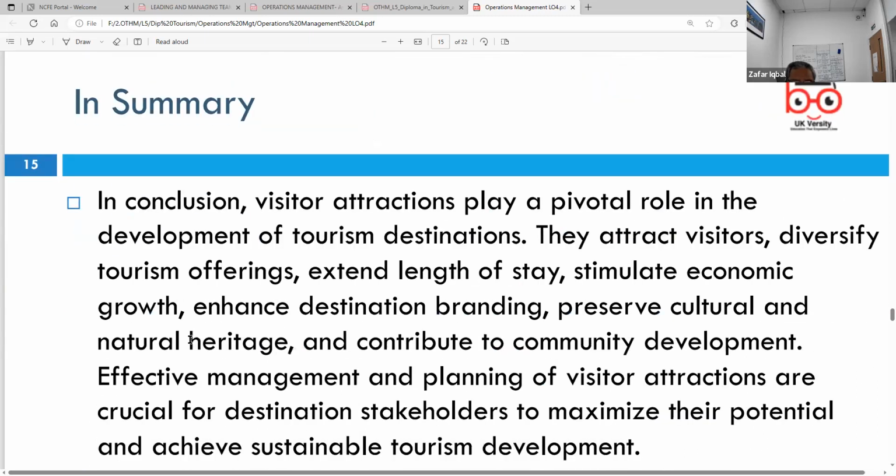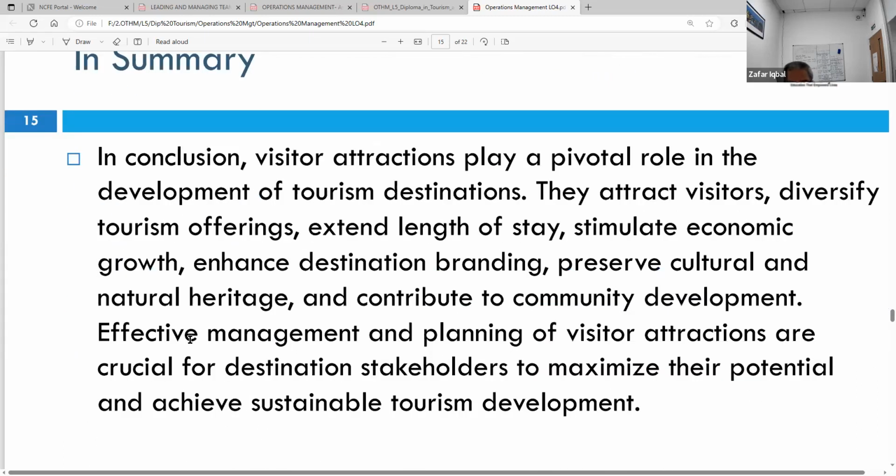Okay. So in summary, what we are saying is these places are very important. We must present them, we must preserve them, we must work with the local community, we must manage and plan visitor attractions, working with the stakeholders to maximize profit, for example, or maximize the potential of tourism development, so that people come and people enjoy and people remember.